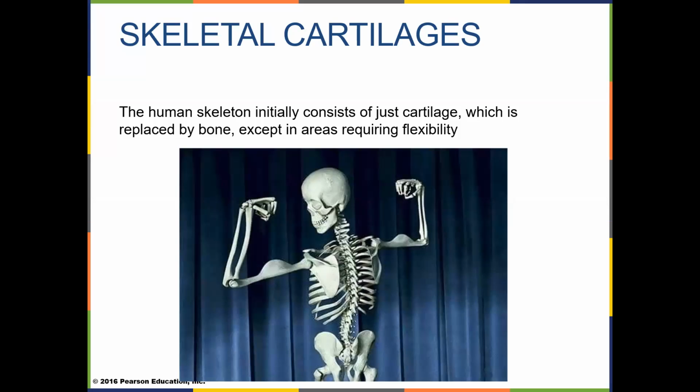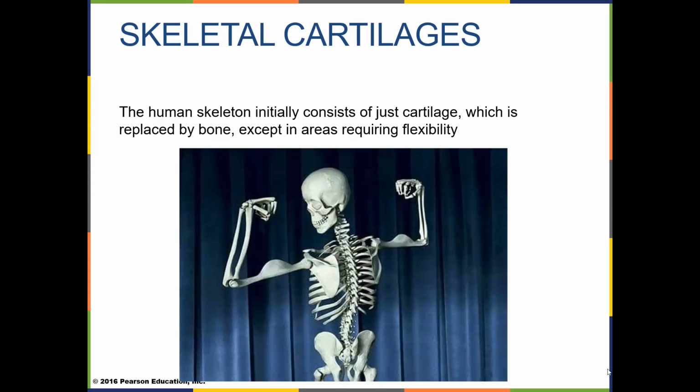So our skeleton is bone, but it didn't start that way. It started out in utero when we were developing. We had a full skeleton in place 6 weeks after conception. Now we're an inch long at that point, and yet we have a complete skeleton available to us. And that skeleton was made out of hyaline cartilage.